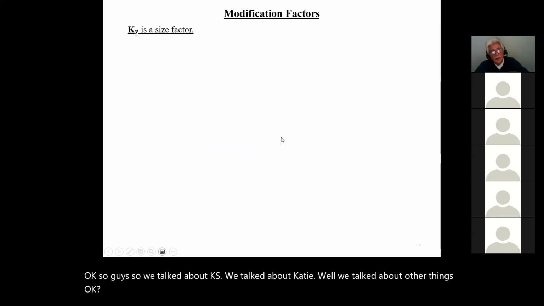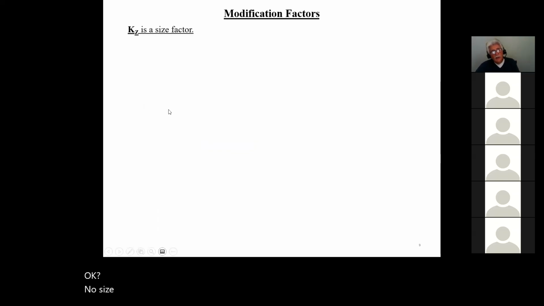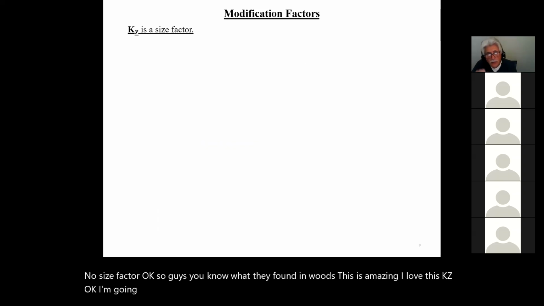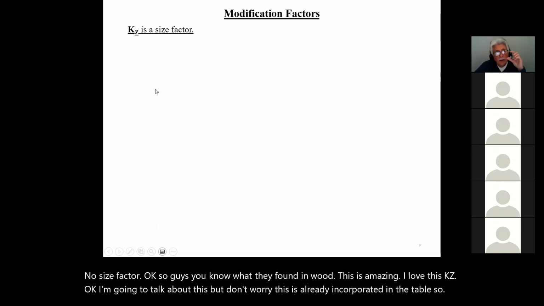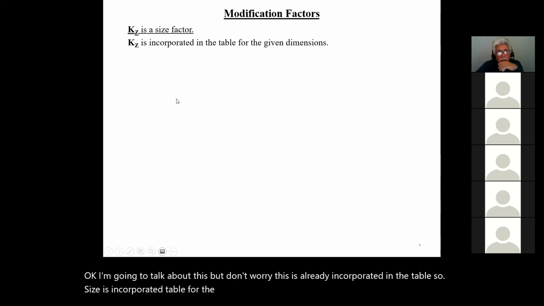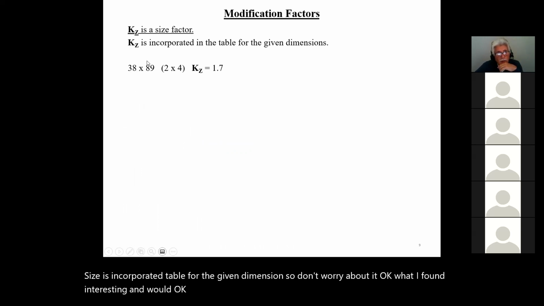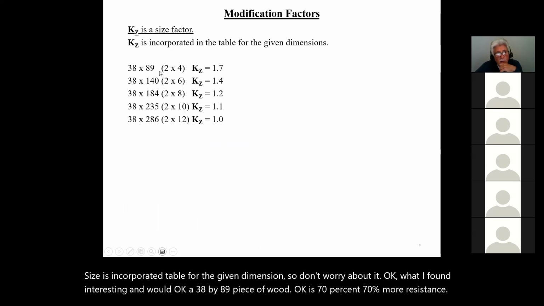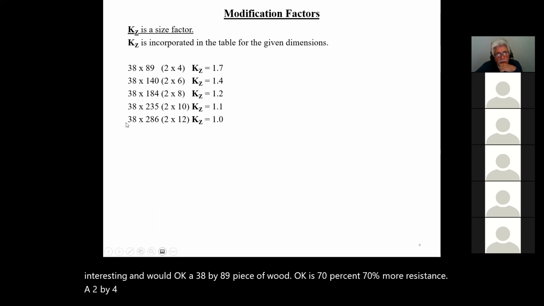Now, size factor. You know what they found in wood? This is amazing. I love this. KZ. I'm going to talk about this, but don't worry, this is already incorporated in the table. Size is incorporated in the table for the given dimension, so don't worry about it. What I found interesting in wood is that a 38 by 89 piece of wood, a 2x4, has 70% more resistance than a 2x12.